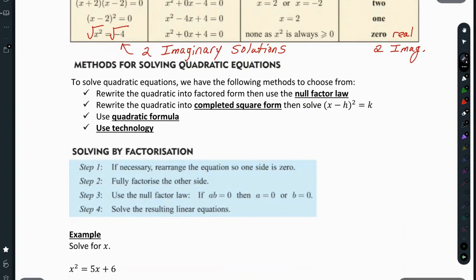It says the many methods for solving quadratic equations. Well, you can do what we just did, rewrite it into factored form and then solve the factors. We can rewrite the quadratic in completed square form. We can use the quadratic formula, or we can use technology. In this lesson, we're just focusing on factoring. Those other things you'll learn as we go.